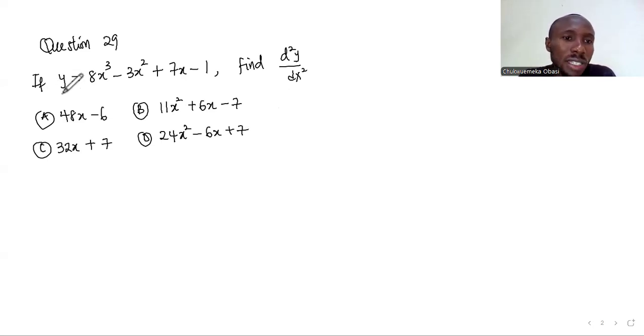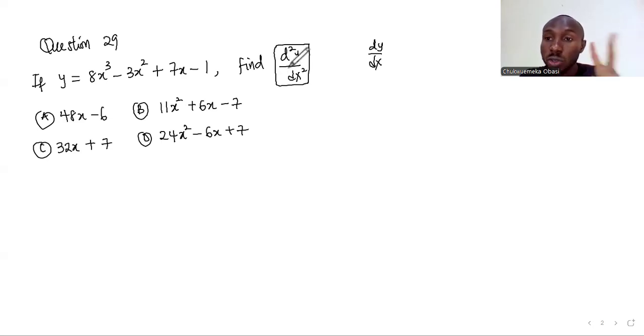It says if y is equal to 8x cubed minus this minus that, you all see this stuff here, right? Now they want us to find d squared y dx squared. What does this mean? This means they want you to find the second derivative of y with respect to x. So when you see something like this, this is the second derivative. But when you see it like this, dy dx, this is just the first derivative. They just want you to differentiate once. But when you see it in this form, they want to differentiate the function twice.